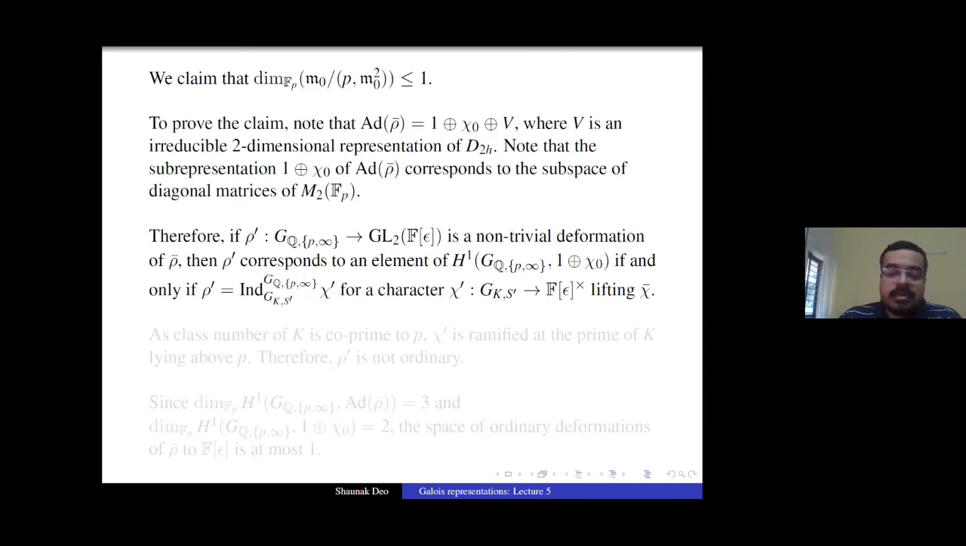But what does this tell us? That if the class number of K is coprime to p, right? Because the class number of L is assumed to be coprime to p.